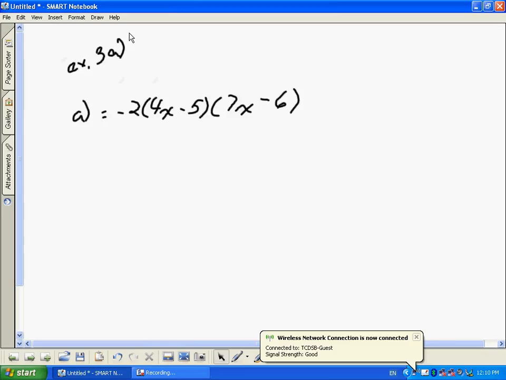So, our question 3A, negative 2 times 4x minus 5 multiplied by 7x minus 6. Okay, so there are a lot of different points to this. I want you guys to deal with my pair of brackets first. Okay? Which means I want you to use FOIL in those brackets.